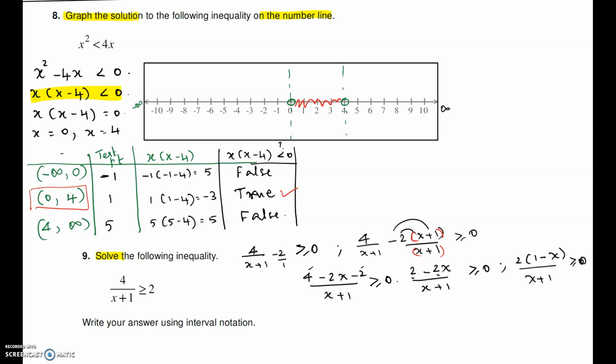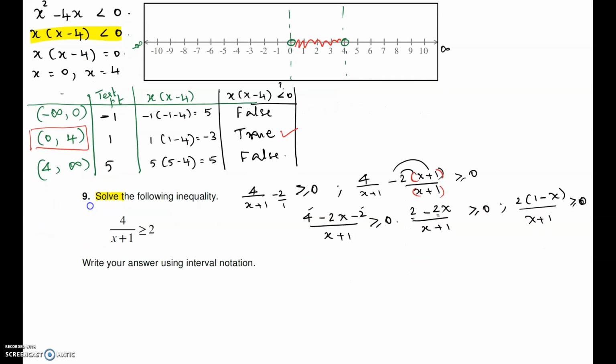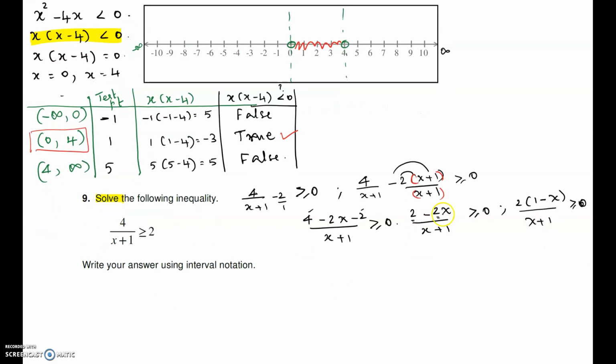Now we have to consider 2 points for the number line. In order to find the 2 points on the number line, set the numerator to 0. Also set the denominator to 0.